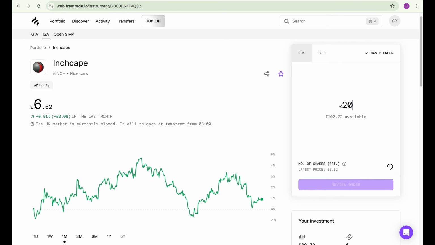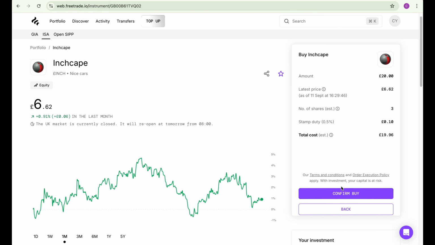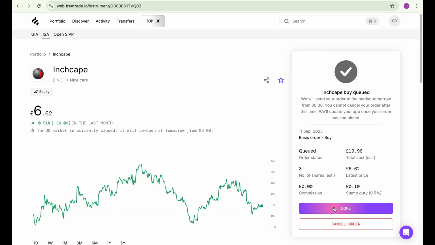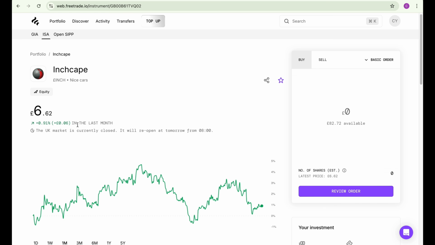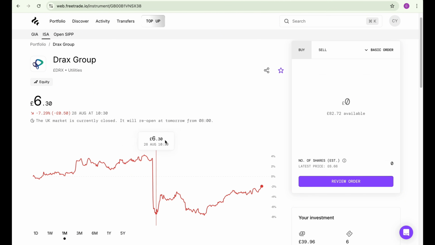I'm going to be adding 3 shares to my current position, which will come to a total amount just under £20 for this company. And as we can see, over the last month, they are pretty flat, being up slightly at 0.91%. Next up, we have Drax Group, stock ticker DRX.